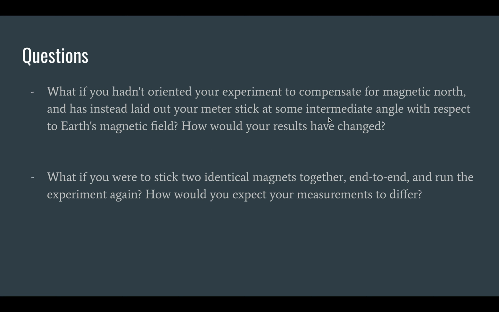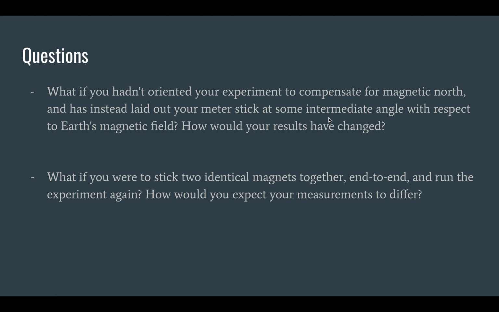Finally, to answer the questions below, what if you hadn't oriented your experiment to compensate for magnetic north and had instead laid out the meter stick at some intermediate angle with respect to the Earth's magnetic field? How would your results have changed? Our results for Bx would all have been off by a specific amount due to interference by the Earth's magnetic field. Not only this, but since the magnetic fields superposed, this would have affected the magnitude of the magnetic field in the second part, leading to inaccurate results.